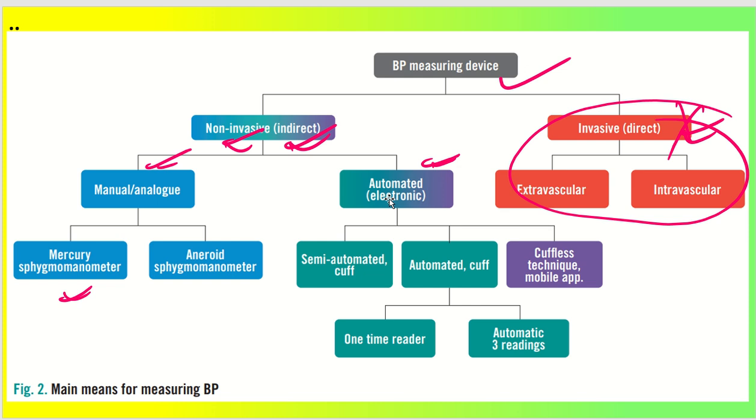Okay, so under automatic we have semi-automated cuff, then automated cuff, then cuffless. All these technologies are there. So we will try to understand semi-automated as well as automated cuff. So these are the two target devices that we are going to design.